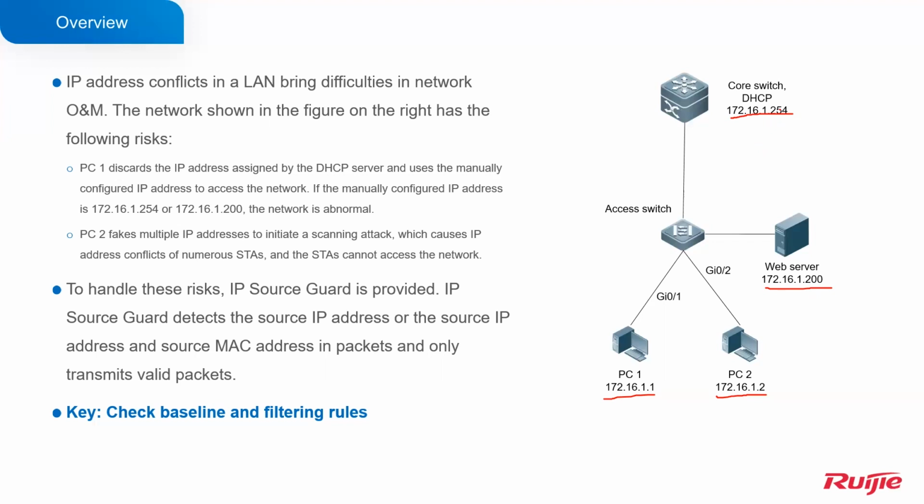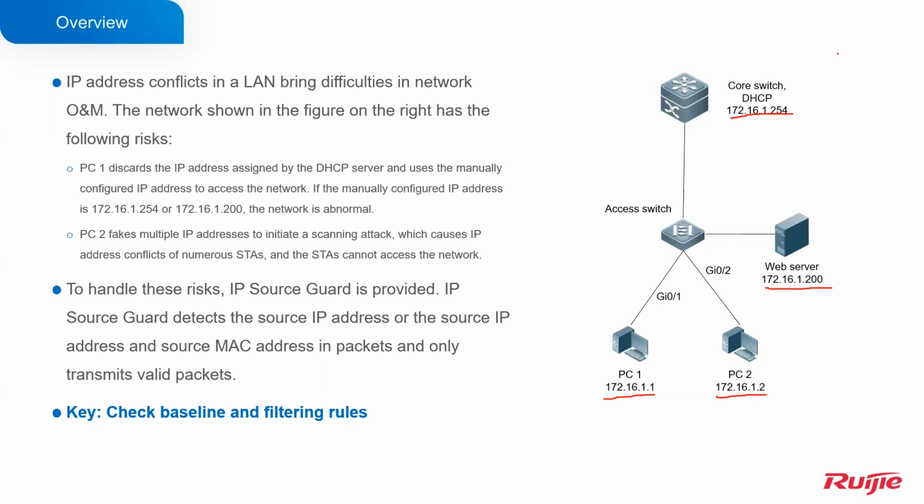And then let's see the risks. PC1 discards the IP address assigned by the DHCP server and uses a manually configured IP address to access the network. If the manually configured IP address is 172.16.1.254 or 172.16.1.200, the network is abnormal because there would be a conflicting IP address on the network. And PC2 fakes multiple IP addresses to initiate a scanning attack, which causes IP address conflicts of numerous STAs, and the STAs cannot access the network anymore.